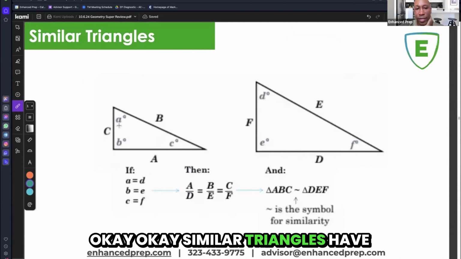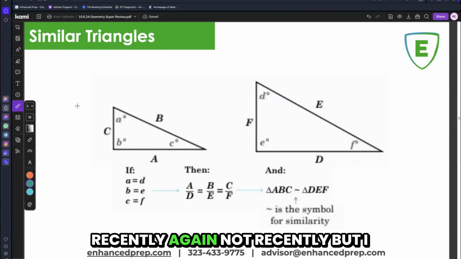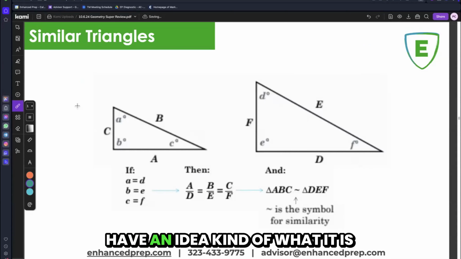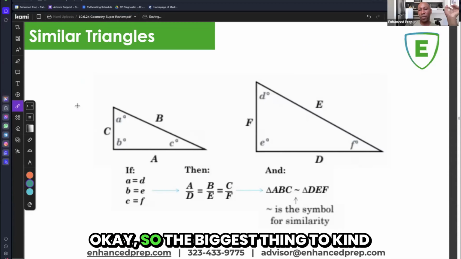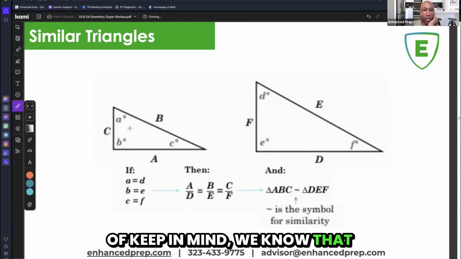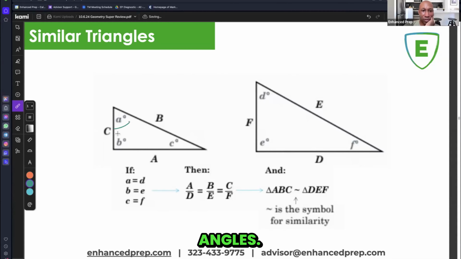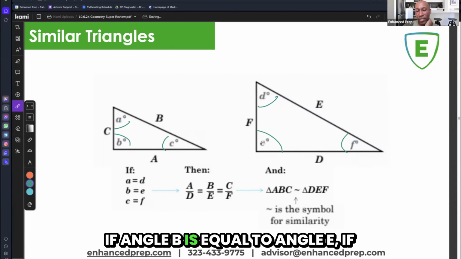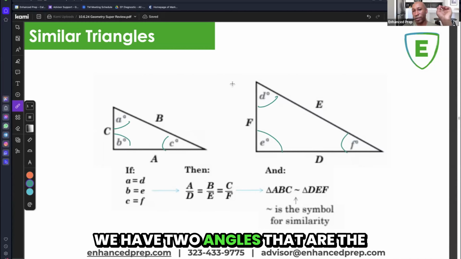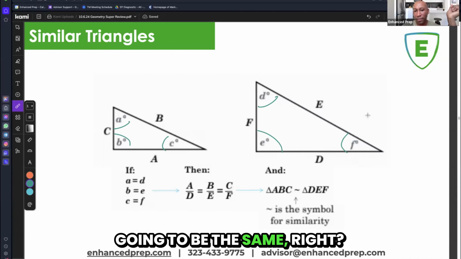Okay. Similar triangles. Have you worked with similar triangles recently? Again, not recently, but I have an idea of what it is, yeah. Okay. So the biggest thing to keep in mind, we know that triangles are similar when the angles are the same. So if angle B is equal to angle E, if we have two angles that are the same, we know that third angle is going to be the same, right?